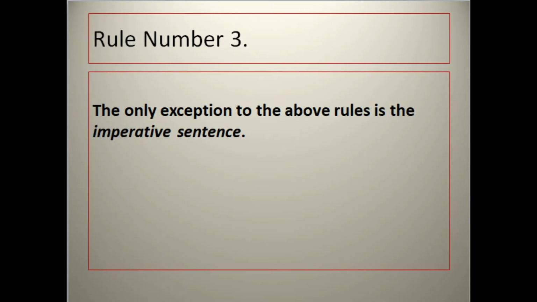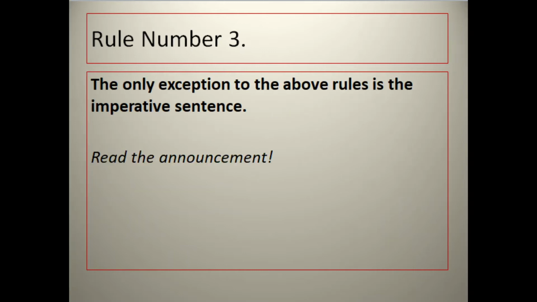Rule number 3. The only exception to the above rules is the imperative sentence. Example, read the announcement. In this type of sentence, only the predicate is required. This is a sentence type in which the speaker instructs or commands the person to whom he is speaking. This is a complete sentence with the predicate and no subject. In an imperative sentence, the subject is elliptical or implied. It is the person being instructed. The example above means, you must read the announcement.